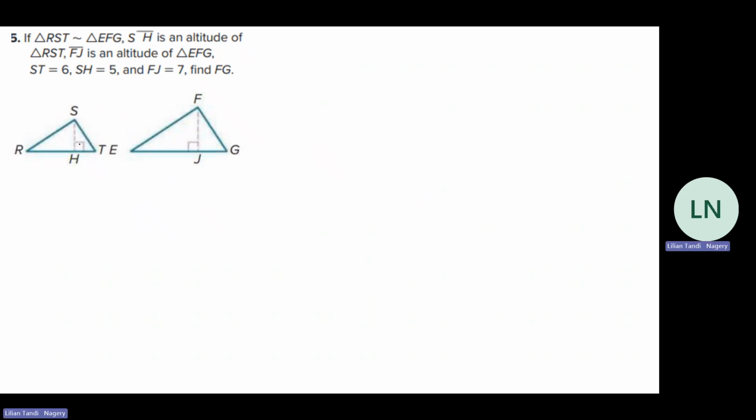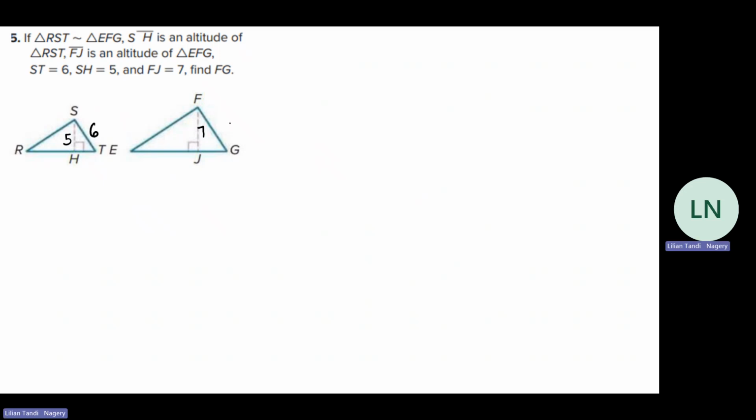The two triangles are similar. RST is similar to EFG. FJ is an altitude, okay. ST is 6. SH is 5. FJ is 7. FG, we don't know. So we can put there X.